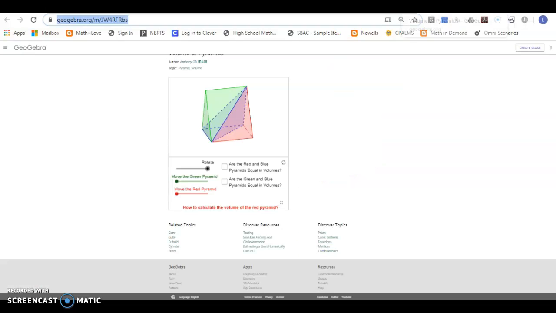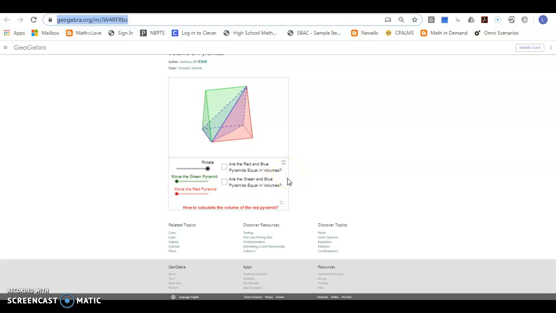Now, this is another animation that I would like you to explore. So I'm going to make the link available in Schoology. So, play around with the toggles. Okay. This one is also cool because it actually splits them apart and separates the pyramids from each other. And you can compare 2 pyramids at one time. So this will allow you to compare the red and the blue and the green and the blue pyramid.